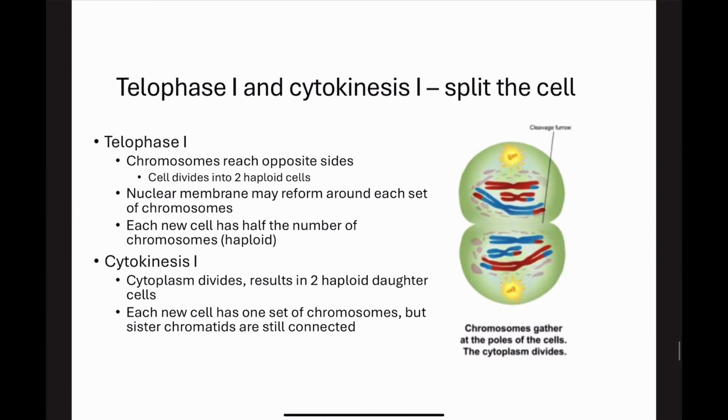In telophase 1 and cytokinesis 1, we have that cell splitting. During telophase 1, the chromosomes reach opposite sides, and then that cell is going to divide into 2 haploid cells. The nuclear membrane may reform around each set of chromosomes, and each new cell has half the number of chromosomes. They are now haploid. Cytokinesis means that the cytoplasm is dividing, resulting in 2 haploid daughter cells. And now each new cell has 1 set of chromosomes, but each sister chromatid is still connected.